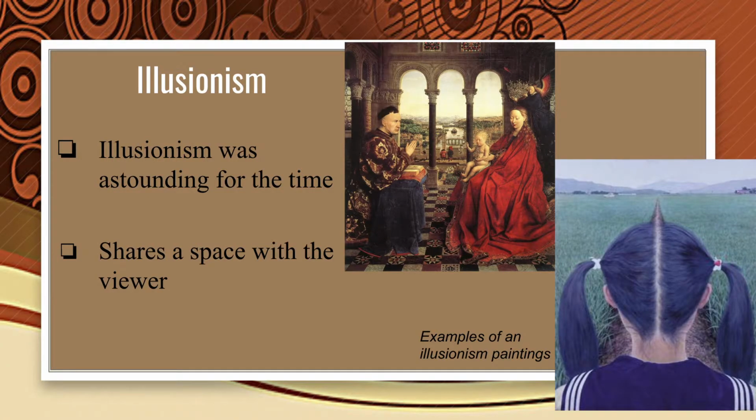Illusionism is when the artist creates a piece that seems almost as though it shares the space with the viewer, without over-exaggerating, which adds to the realism involved, and further emphasizes his skill level during this time. These paintings are more examples of illusionism art.